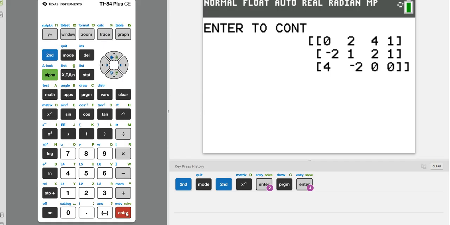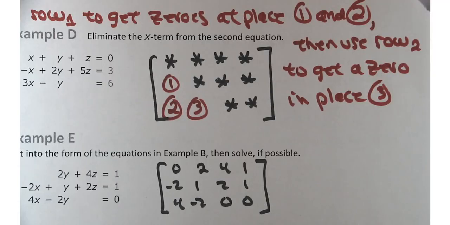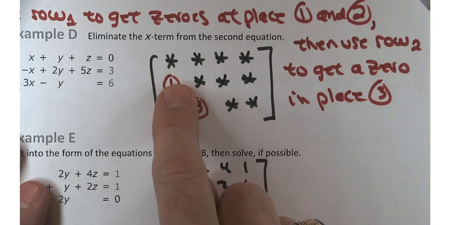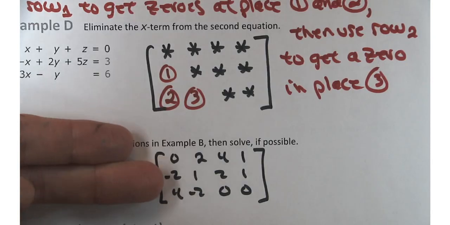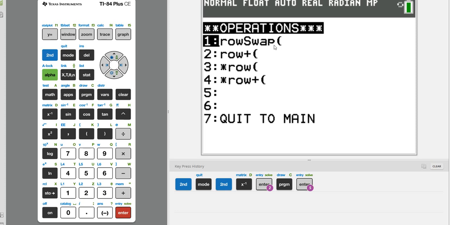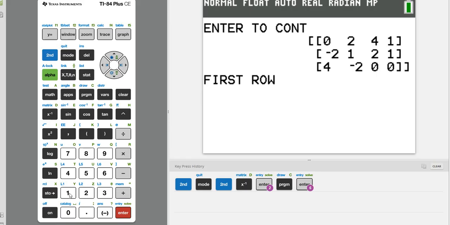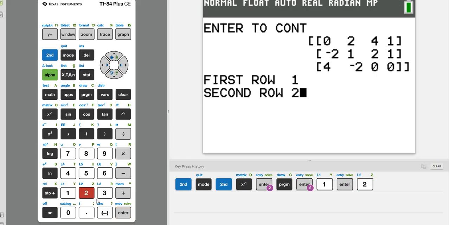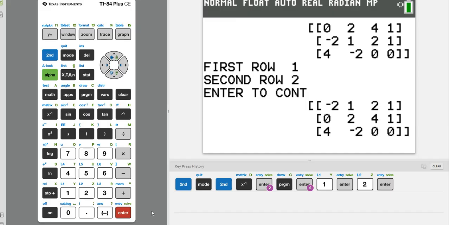Now what I would do, trying to do the path of least resistance, I want to get a 0 here. I can get a 0 there if I swap the first 2 rows, right? If I just interchange row 1 and row 2, great. So if you press the enter key here, it gives you these options, and one of them is to do a row swap. So okay, let's swap row 1 with row 2. Great. I got a 0 exactly where I expected it.